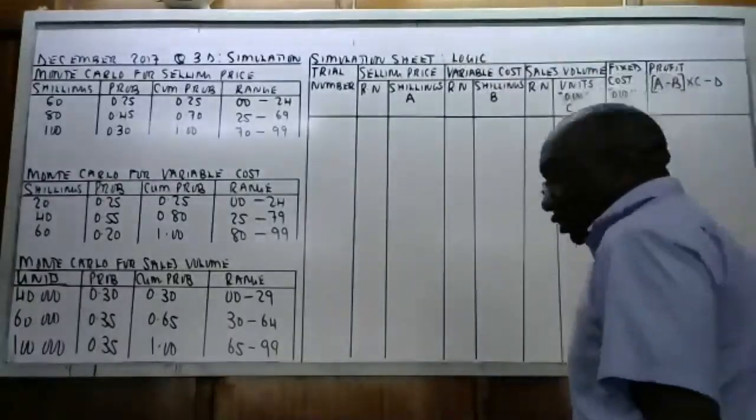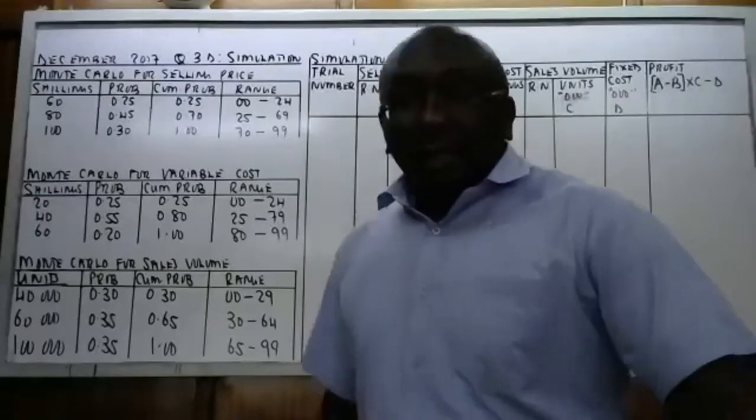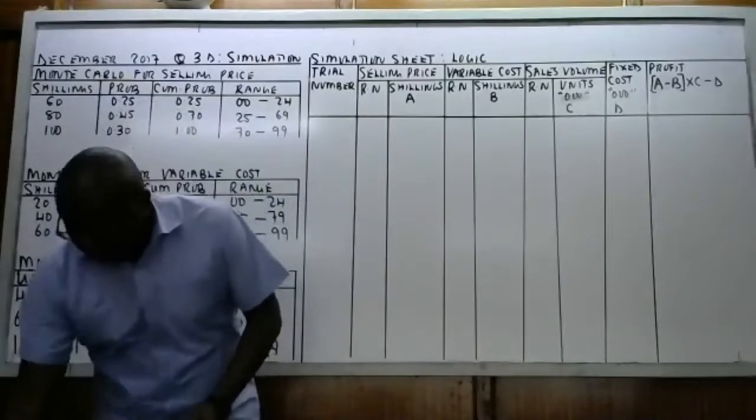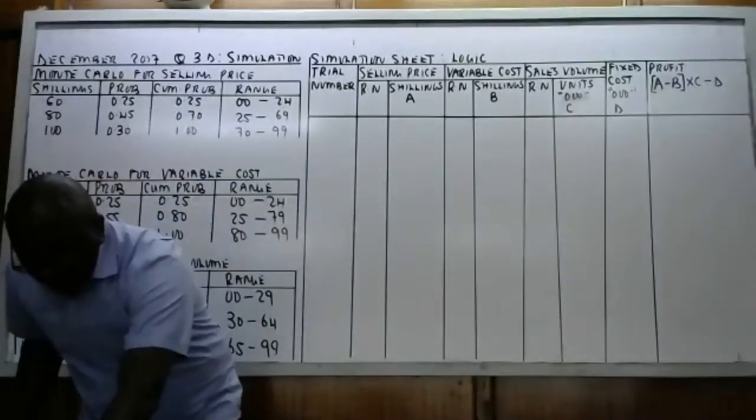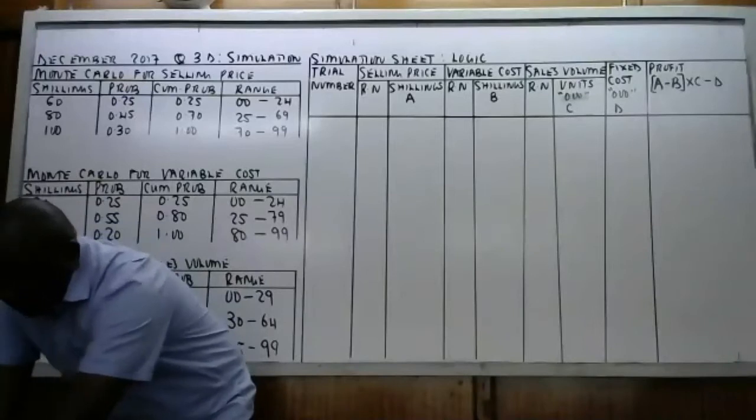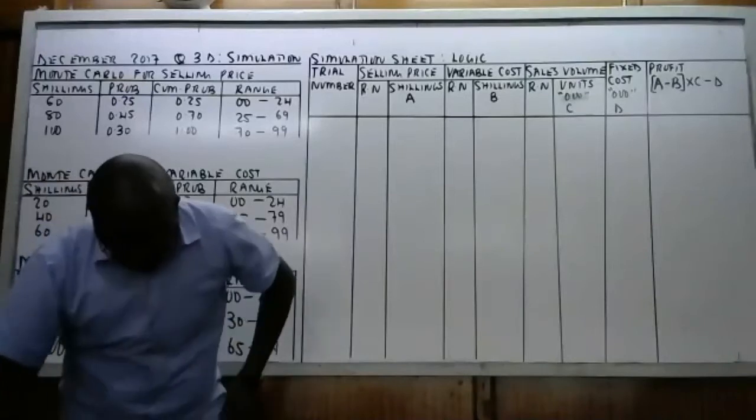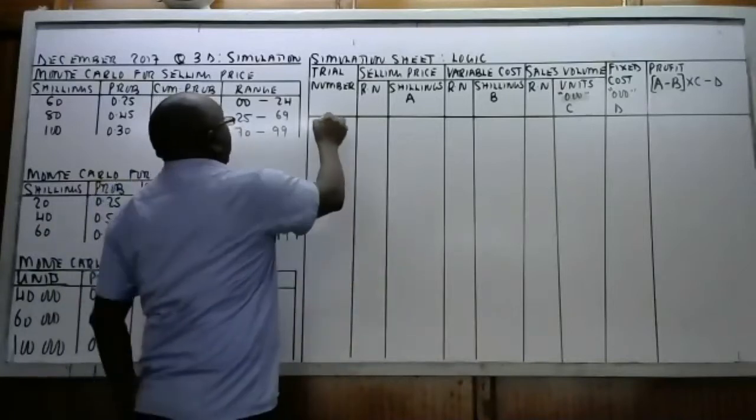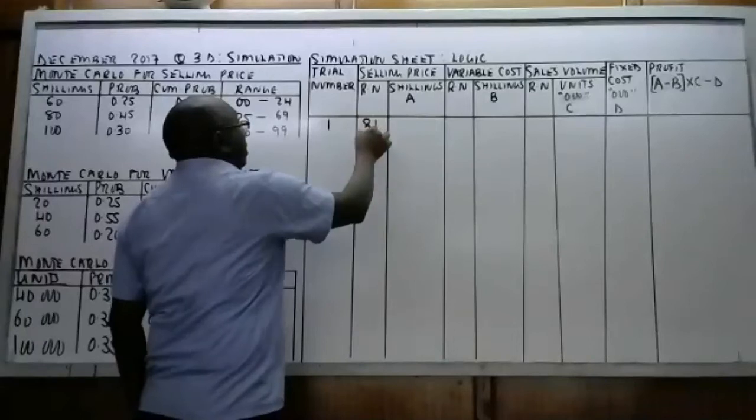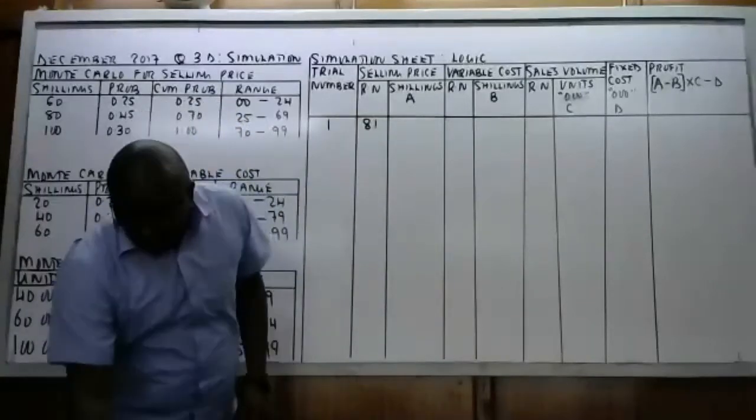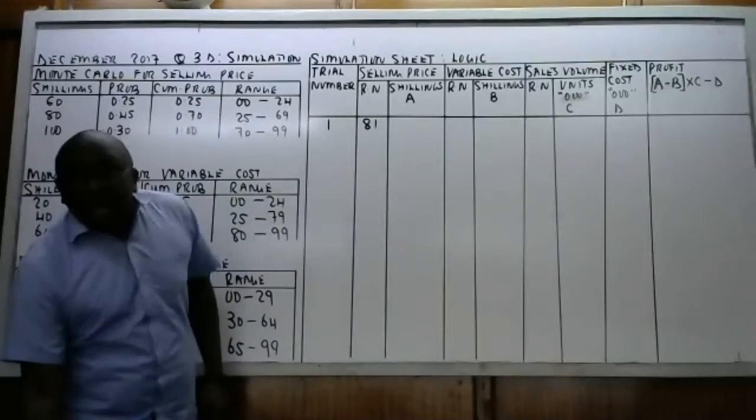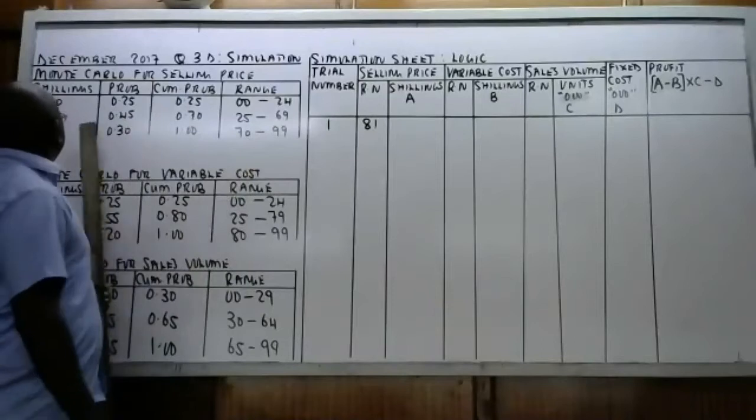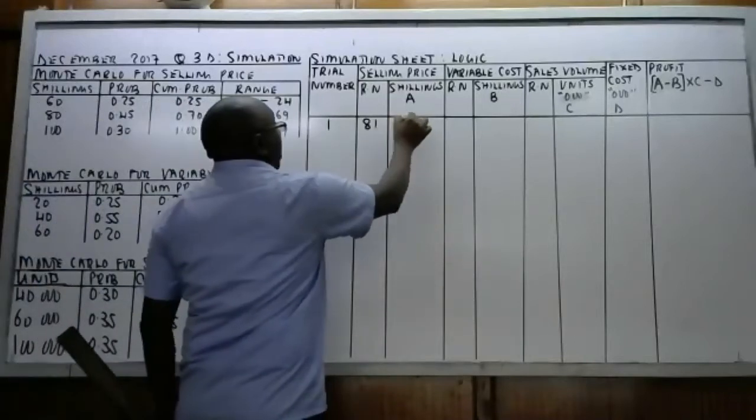Okay, so if you are finished, then we can begin the analysis. So this is what we do. You take the first random number, 81 here. So when you have 81 there, you come to the Monte Carlo here for the selling price, that is 100.